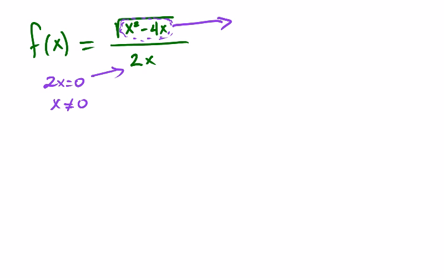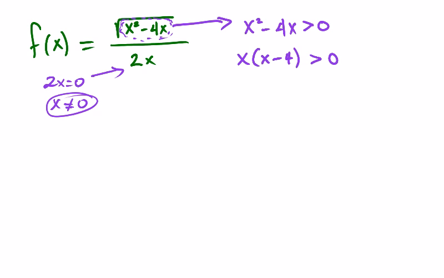We also don't want x squared minus 4x to be less than 0. So we want it to be greater than 0. We don't want it to equal 0 because we've already said that x can't equal 0. So we just want it greater than 0. Now it's a quadratic inequality. To do a quadratic inequality, we factor: x times x minus 4 needs to be greater than 0. Then we put the critical values, x equals 0 and x equals 4, on a number line, and we want to find what intervals would work.